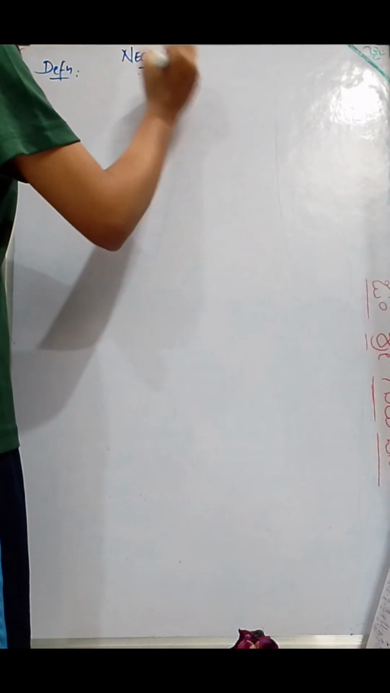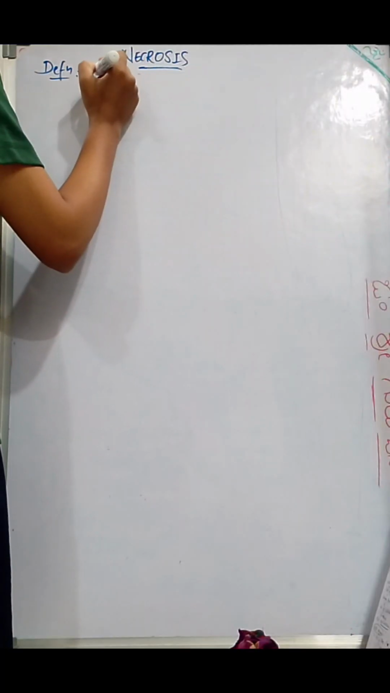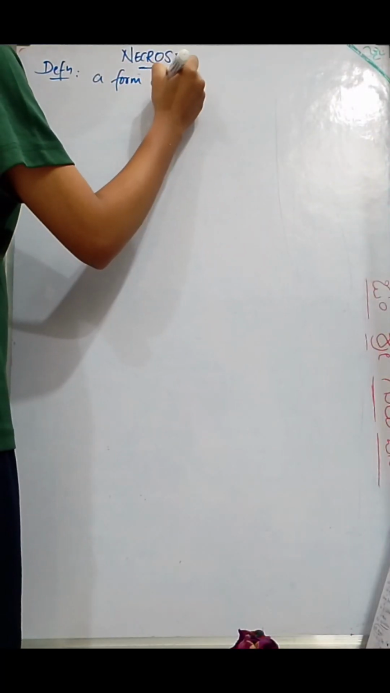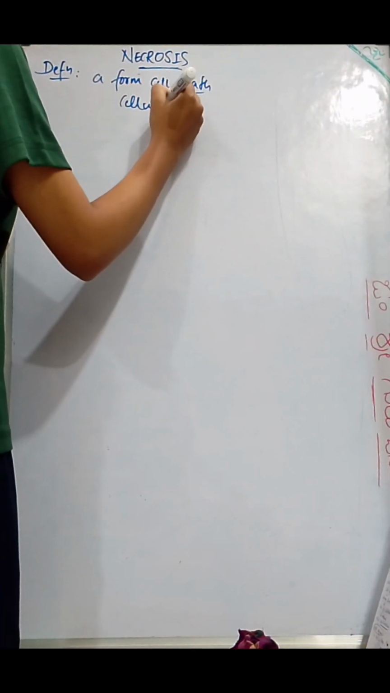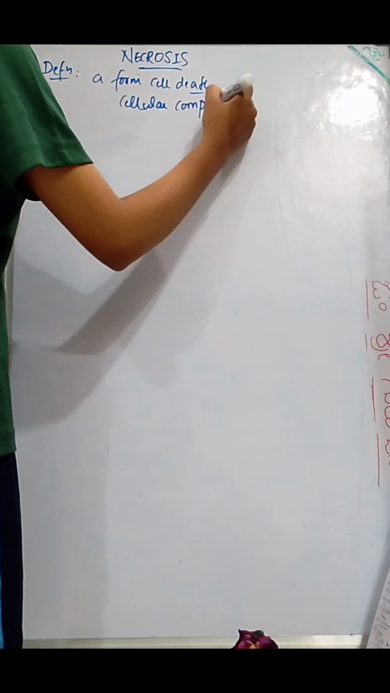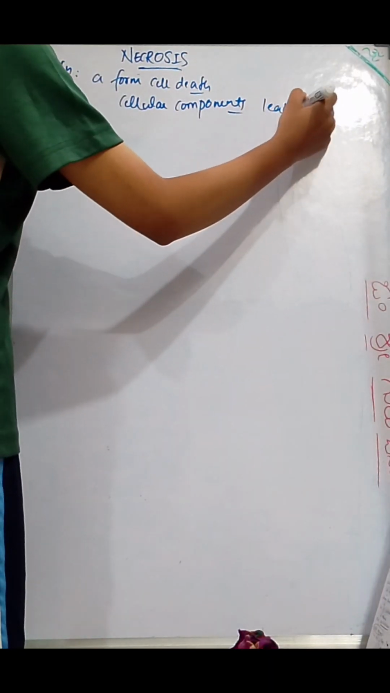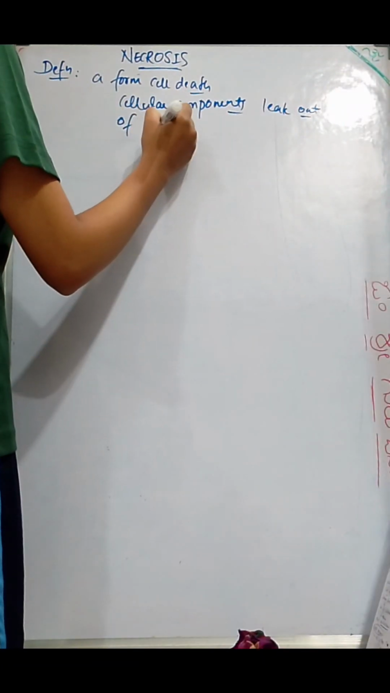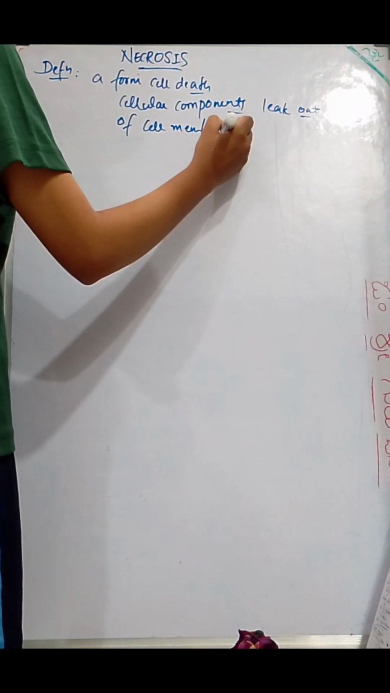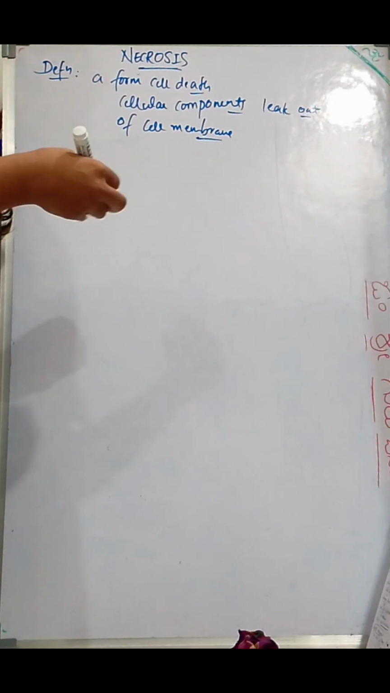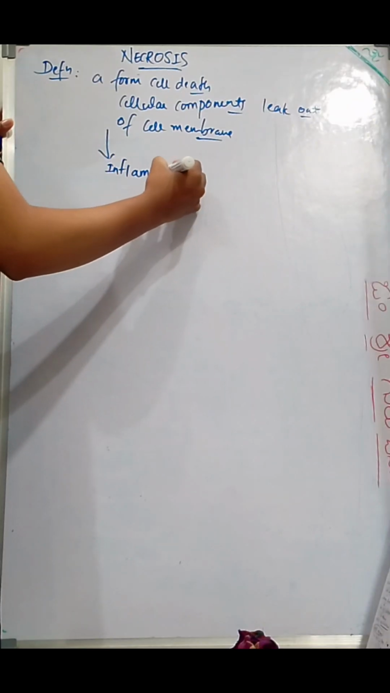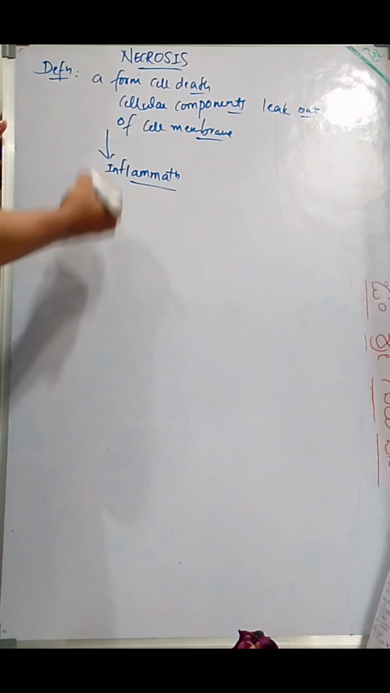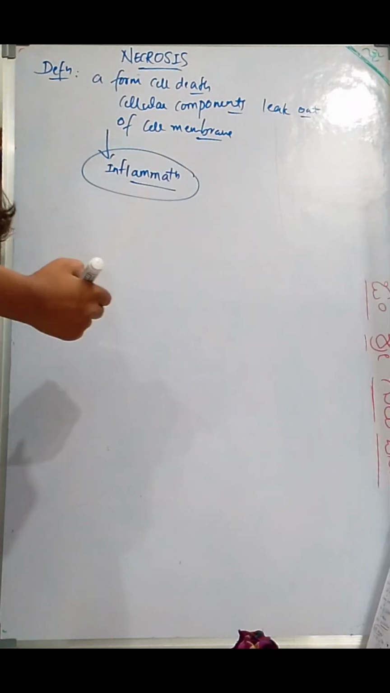Today let's study about the topic necrosis. So necrosis is nothing but a form of cell death. It's a form of cell death in which the cellular constituents or the components leak out of the cell membrane. It elicits a local host reaction called inflammation. So it's a pathological cell death which is associated with inflammation.